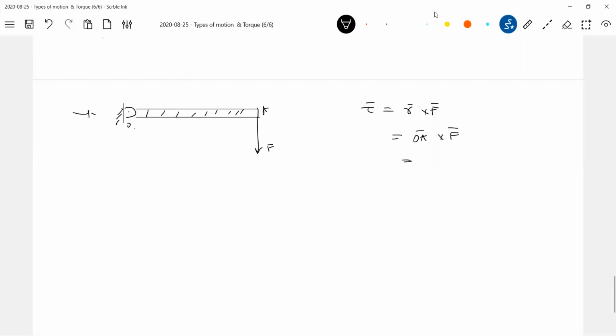Let me define the XY axes here. Let OA equal L. Then this will be L i cap cross minus F j cap. i cross j is k, so this will be minus L F k cap here. Now what is the direction of torque? The torque will be directed into the plane. We show the sense of rotation. So what happened to the rod? The rod will try to rotate here.